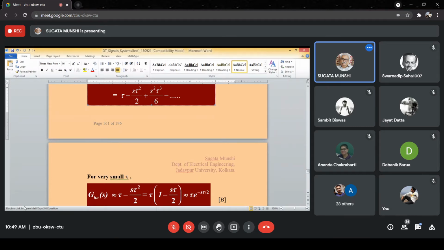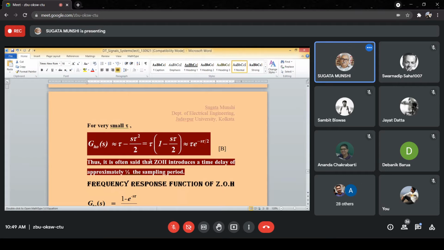So e to the power minus s tau by 2 represents the transfer function of a system that is simply a delay element, the delay being half the sampling period. Therefore, it is often said that the zero order hold introduces a time delay of approximately half the sampling period, tau by 2.